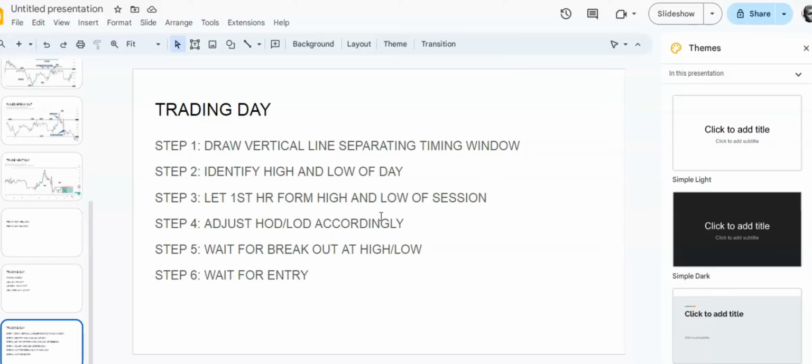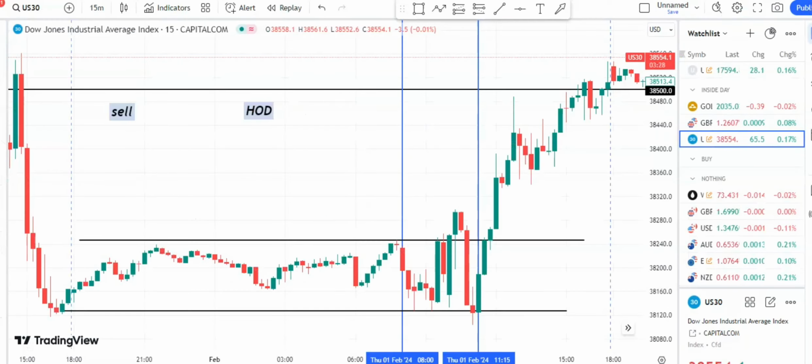Step number 5 is wait for breakout at the high or the low, depending whether you are buying or selling. For us, we are selling today. So we wait for a breakout at the high of the day. So remember what we talked about, pins.